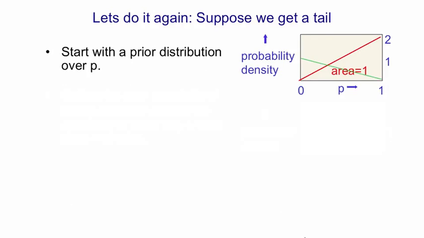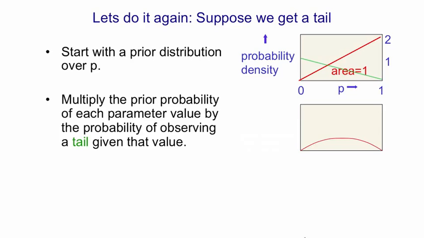Now let's do it again, and this time let's suppose we get a tail. So the prior distribution we start with now is the posterior distribution we had after observing our one head, and now the green line shows the probability that we will get a tail according to each of those hypotheses that correspond to a value of p. So for example, if p is 1, the probability we would observe a tail is 0. So we have to multiply our prior by our likelihood term, and now we get a curve like that.